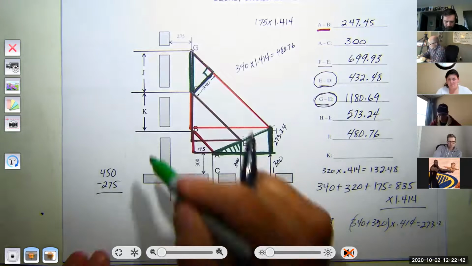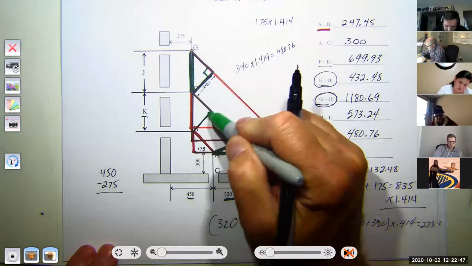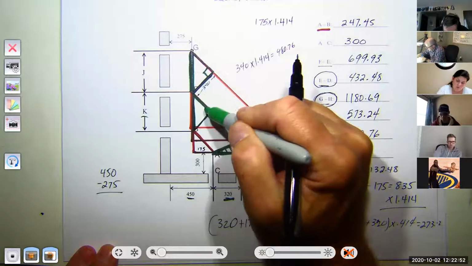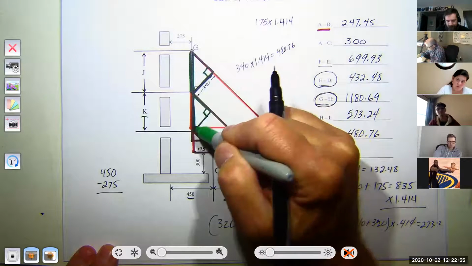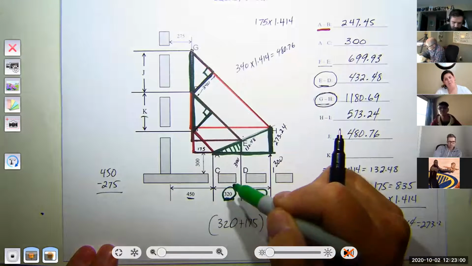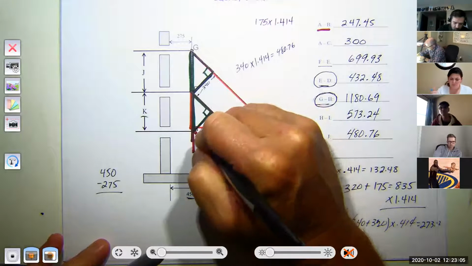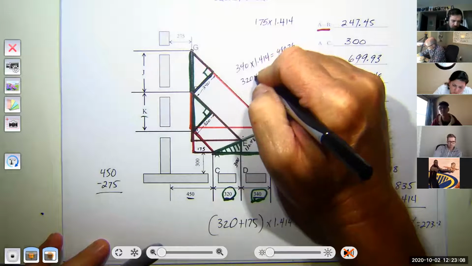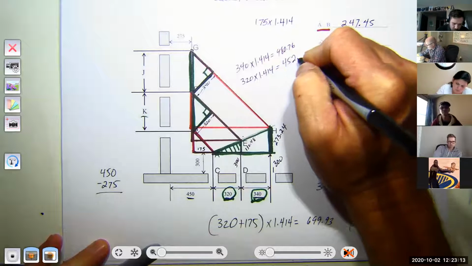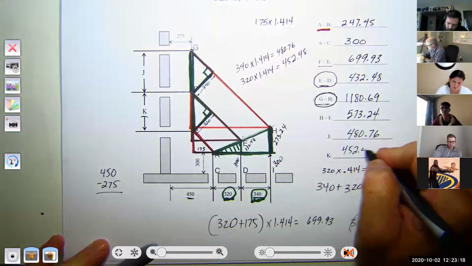And now to solve for K, I'm going to draw a right angle triangle right here. Here it is. There's the travel for K. This is the right angle. This run right here is 320. So 320 times 1.414 is equal to 452.48. K is 452.48.